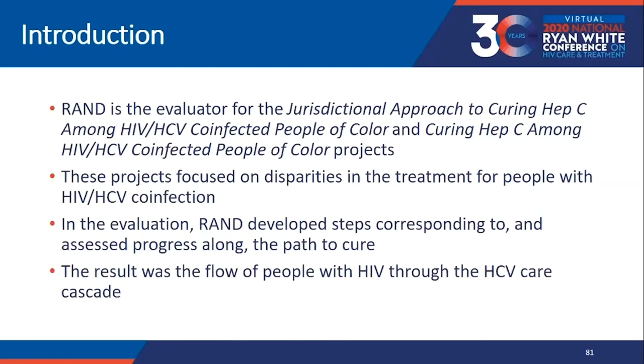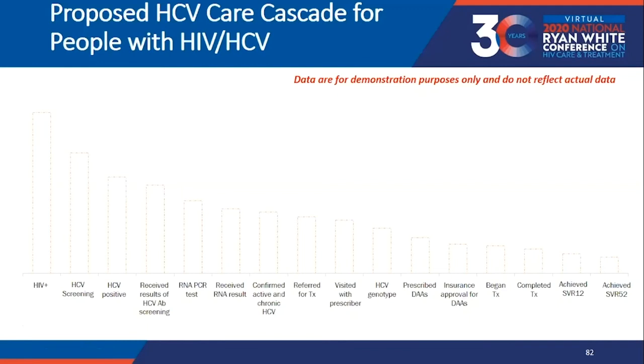And one of the results of the project was the mapping of the flow of people with HIV through this cascade from prior to having been screened through the final goal, which was sustained cure over time. So first we reviewed the literature and gathered expert input to really understand every possible step along the care cascade for people with HIV and hepatitis C. And the dotted lines here really are just for illustrative purposes. They don't represent any actual numbers, and we will get to those. This just serves to illustrate how the numbers might decline with each step.